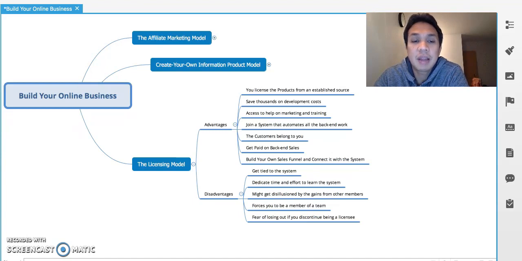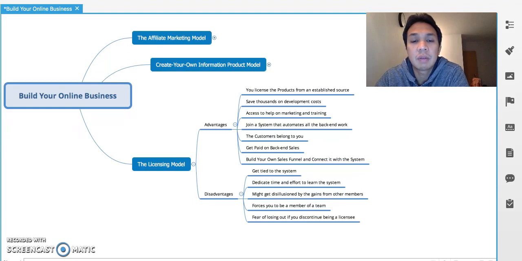Next would be the disadvantages of this kind of system, which is that you get tied to the system. It can be an advantage or a disadvantage, depending on how you look at it. But basically, you want to grow. You want the system to grow with you. There are some systems where you get tied in for quite a long time. So you really need to do a bit of research before joining or choosing a system that works.